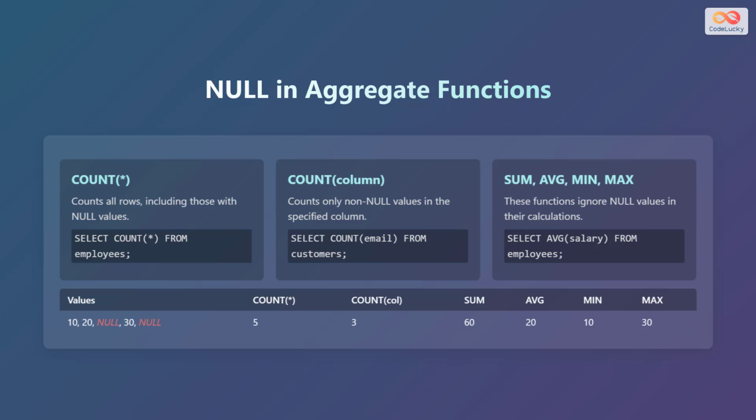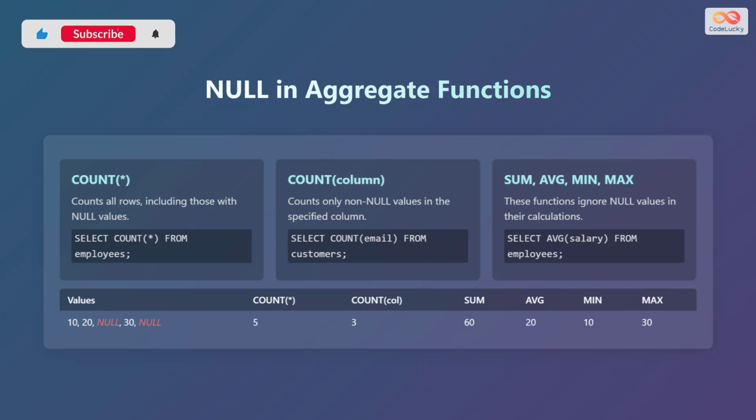Aggregate functions behave in specific ways when dealing with null values. It's important to understand these behaviors to ensure the accuracy of your queries. Here's an overview. Count * counts all rows, including those with null values. Count open parenthesis column name close parenthesis counts only non-null values in the specified column. Functions like sum, average, minimum, and maximum ignore null values in their calculations.